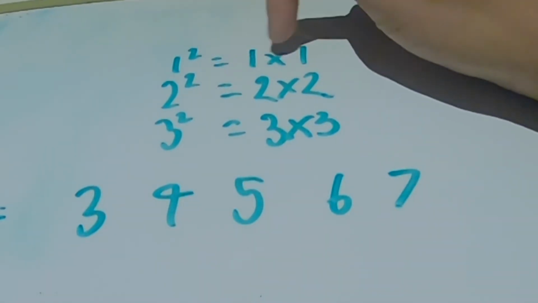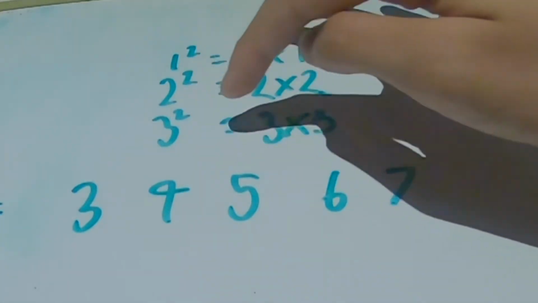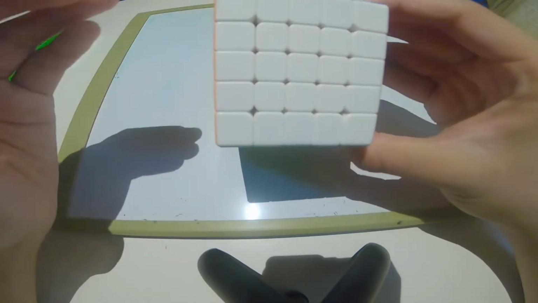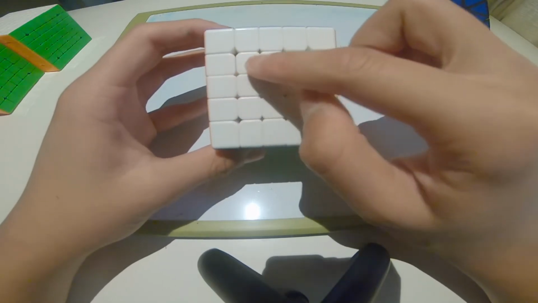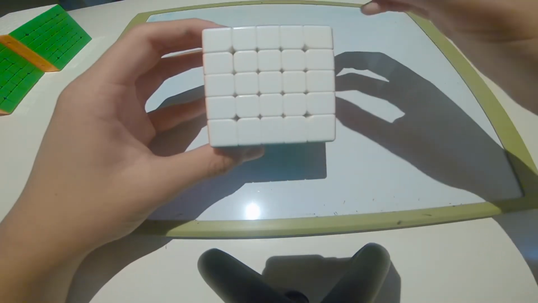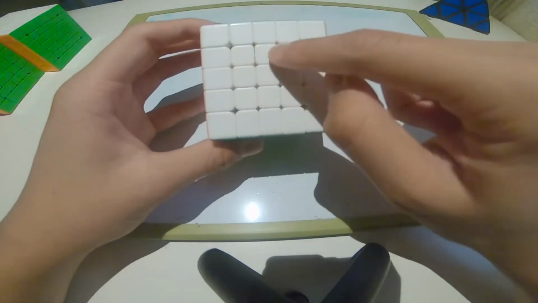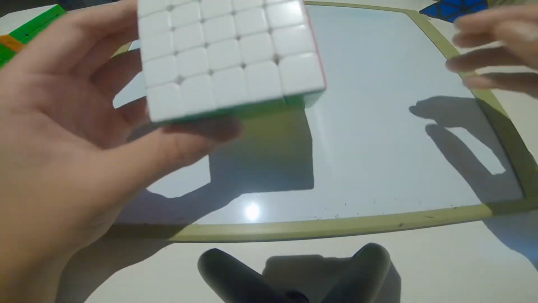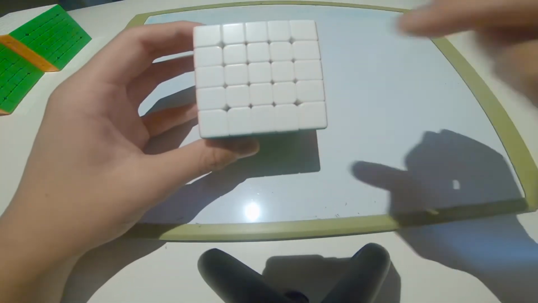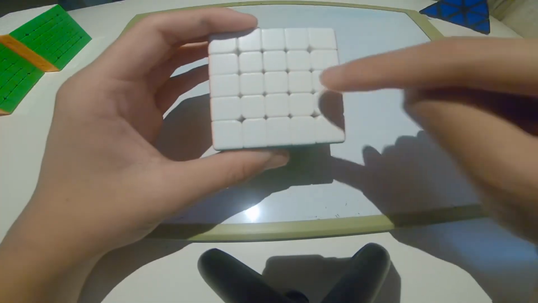So 1 squared is 1 times 1, 2 squared is 2 times 2, and 3 squared is 3 times 3. So to get the amount of centers on one side, all we need to do is take this side. We have the 5, the cube size, and then subtract 2 is 3. So to get it on just the one side, all we need to do is multiply it by itself or square it, because it's 3 times 3. So for the 5 by 5, that would give us 9 centers on one side.